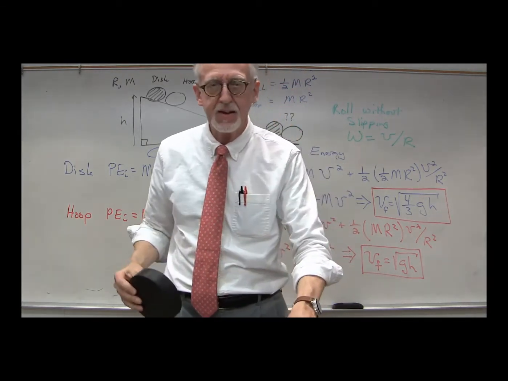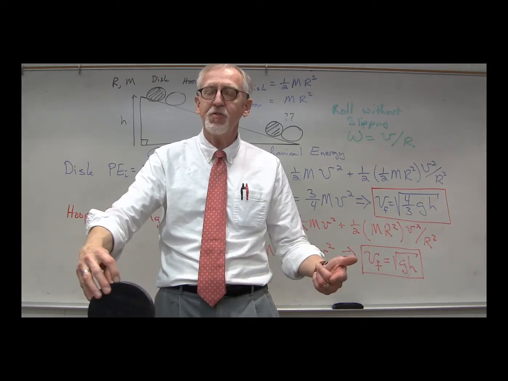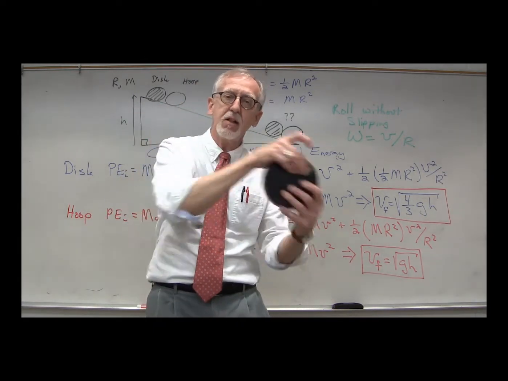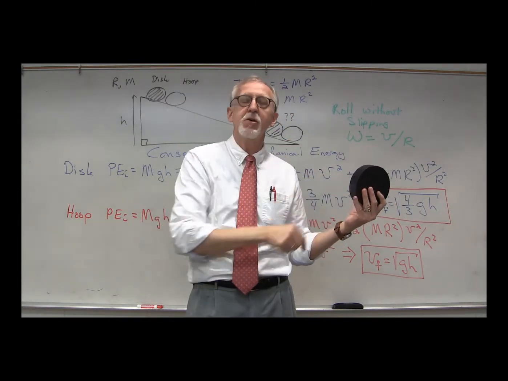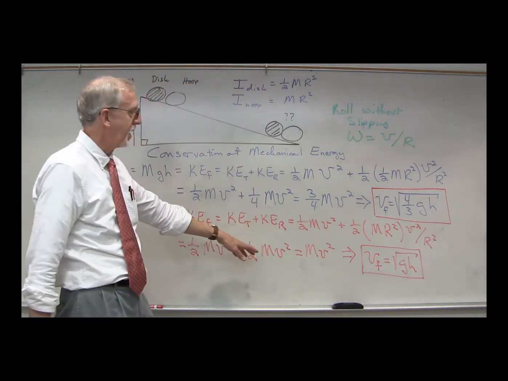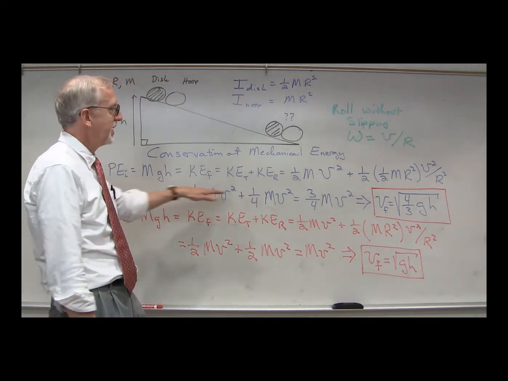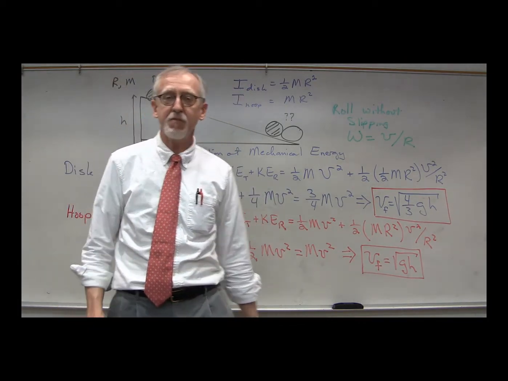So how does that affect it? Well, as it's rolling down the incline, it's easier for the disk to accelerate down rotationally, so it's easier for it to go down faster, and so it does go down faster, and that's why we end up with the disk getting down there at a faster speed and getting down there first.